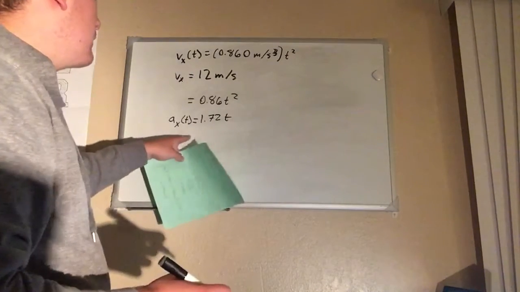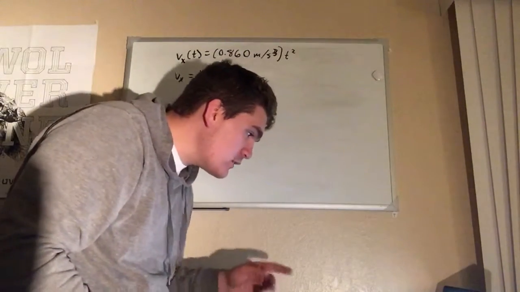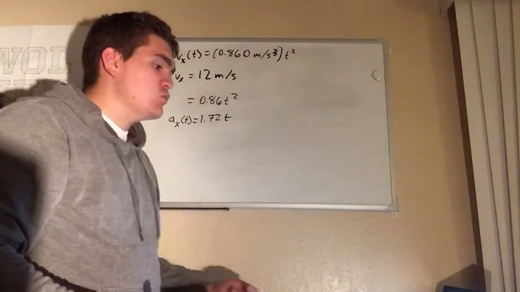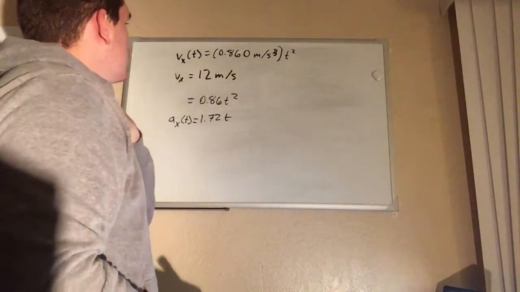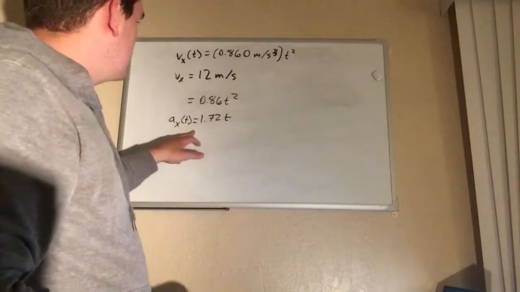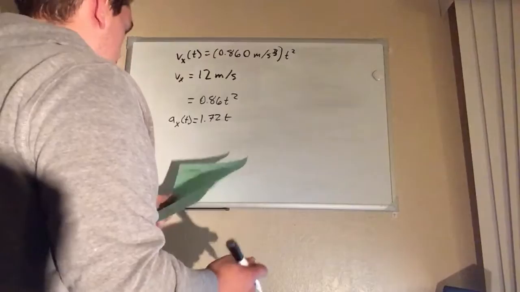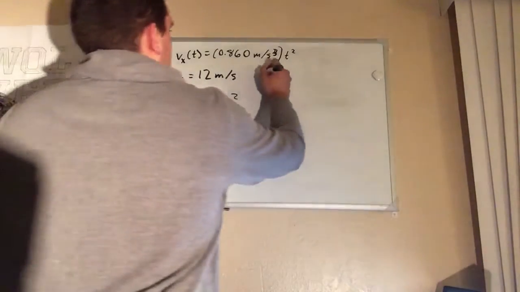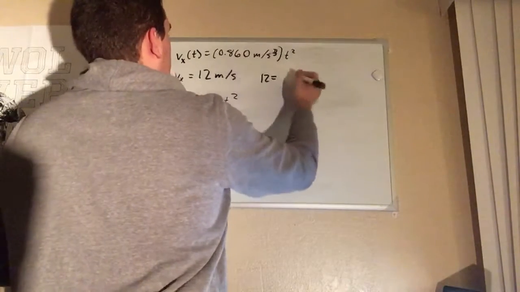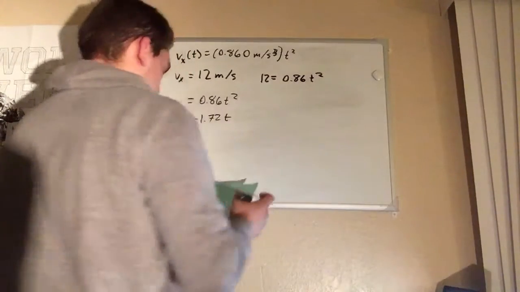Now that we have that, that's important to have, but it's asking what the acceleration of the car is going to be when the velocity is 12 meters per second. So we need to find out when that's going to happen, because we can't plug that t into our acceleration function unless we have it. So now we need to figure out when 12 is equal to this one right here, so 0.86 t squared.